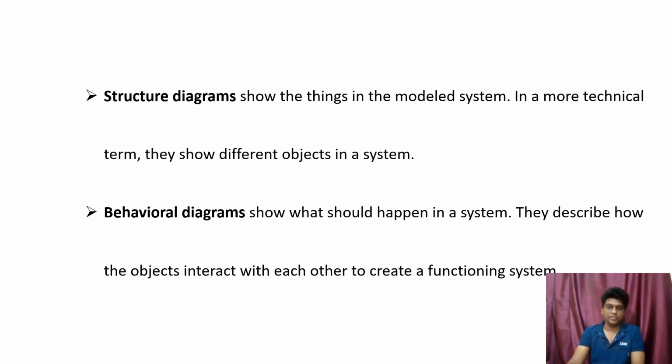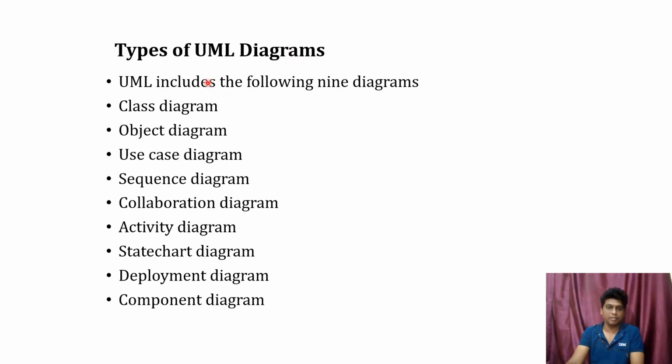The main types of UML diagram are structure representation and behavior representation. Structure diagrams can show the different objects in a system, but based on the behavioral diagrams, we can explain what should happen in a system. Of the UML diagrams, we are going to see them one by one.